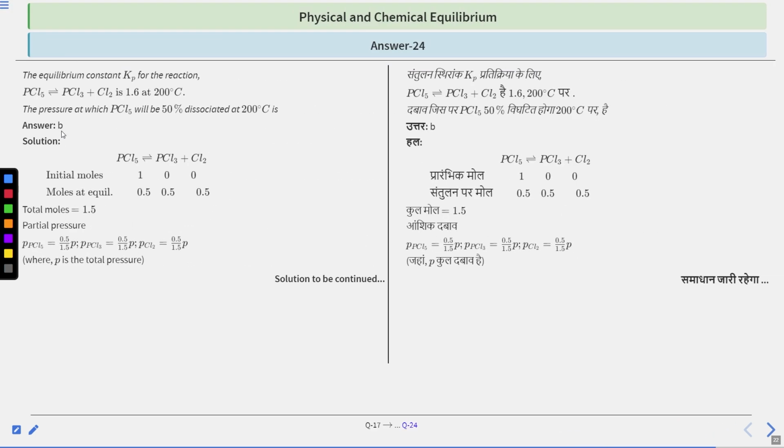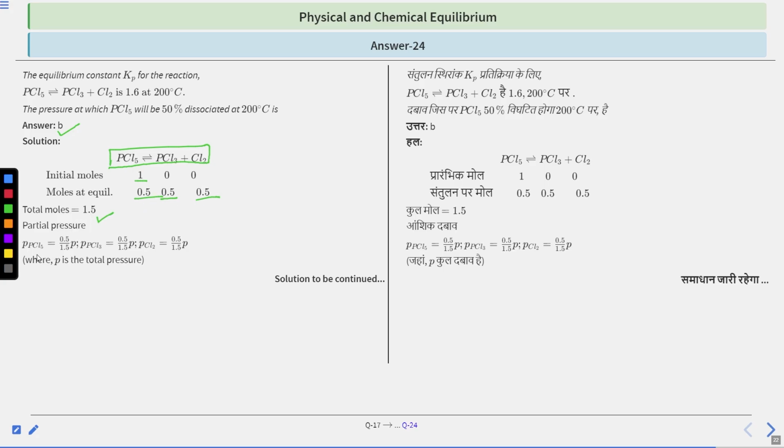Okay, so the correct answer is option B. This is the reaction. Now, initially, PCl5 is 1 mole, PCl3 and Cl2 are 0 mole. At equilibrium, the PCl5 is 0.5, PCl3 is 0.5, and Cl2 is also 0.5. Because for the pressure at which PCl5 will be 50% dissociated, that means 1 will get reduced to 50%, that is 0.5, right? So PCl3 and Cl2 will also be 0.5. So total moles will be 0.5 plus 0.5 plus 0.5, which is 1.5.